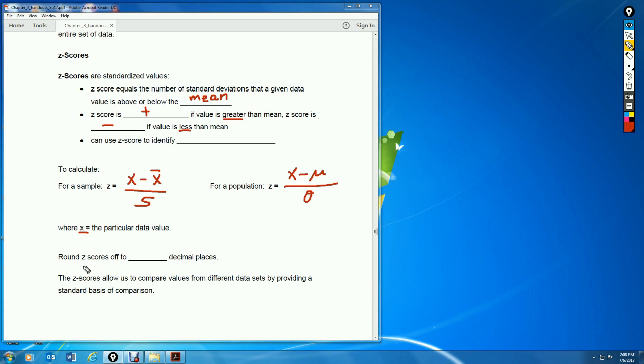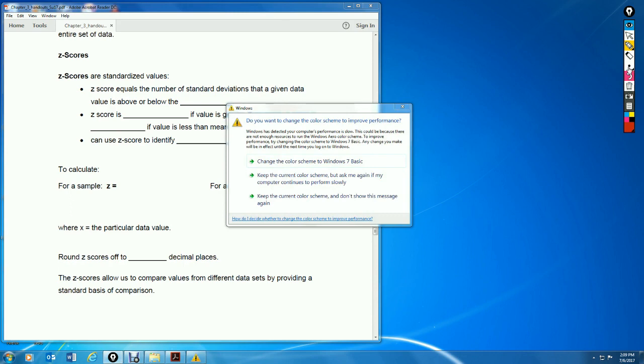Now, for reasons that will become obvious another chapter or two on, we will always round our z-scores off to 2 decimal places. Okay, so we are essentially creating a new standardized distribution, and by doing this, z-scores allow us to compare values from different data sets by providing a standard basis of comparison. All right, I'm going to erase this and go on to the next page.